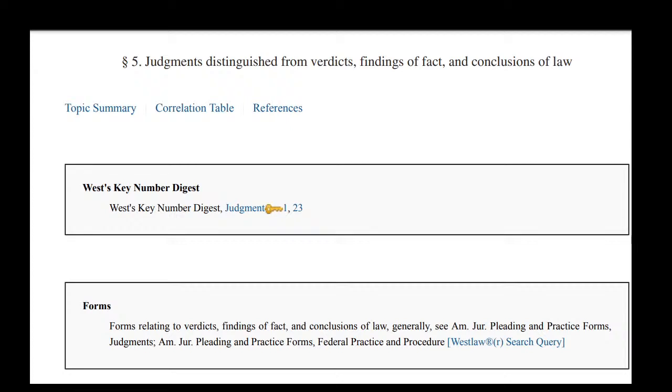All right, let's go along here. Section 5, judgments distinguished from verdicts, findings of fact, and conclusions of law. All right, so we have some other aspects of the court and judicial determinations here that we can further finally define.